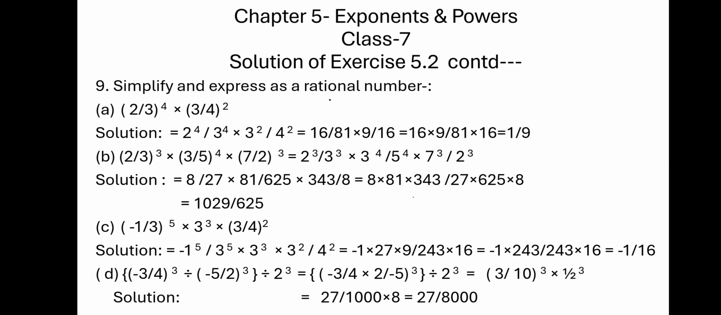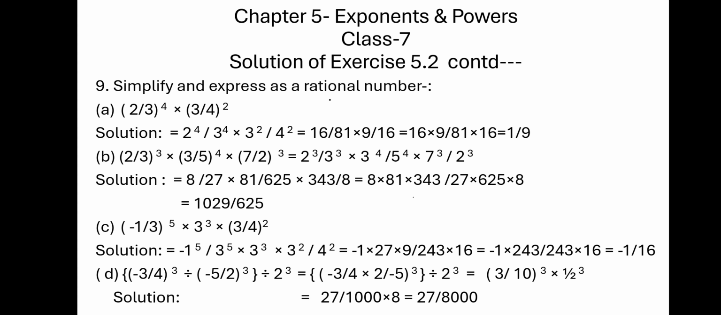Ninth question. Simplify and express as a rational number. So A question is (2/3)^4 multiplied by (3/4)^2. So we have to simplify this as 2 raised to the power of 4 divided by 3 raised to the power of 4 multiplied by 3 raised to the power of 2 divided by 4 raised to the power of 2.